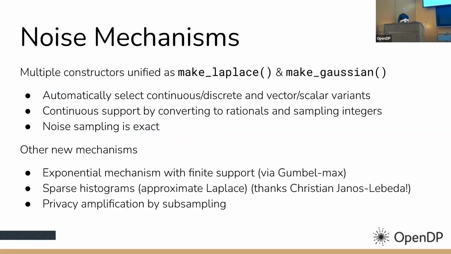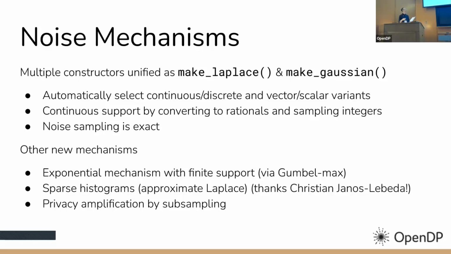Very quickly, I'm going to run through a few more highlights of things that we've added. We've got a bunch of new noise mechanisms. We made a pass through and did all new constructors for the different variations of the Laplace and Gaussian mechanisms: discrete, continuous, scalar, vector, and so on. What's really nice about these constructors now is that they choose the correct variant for you automatically based on context. So again, simplifying the onboarding.